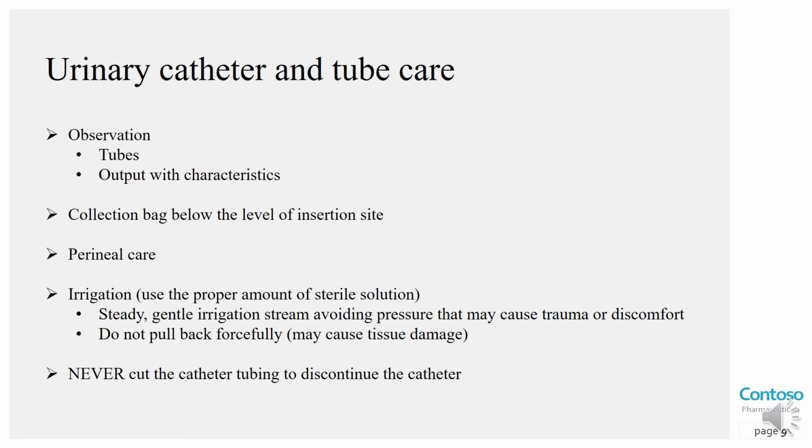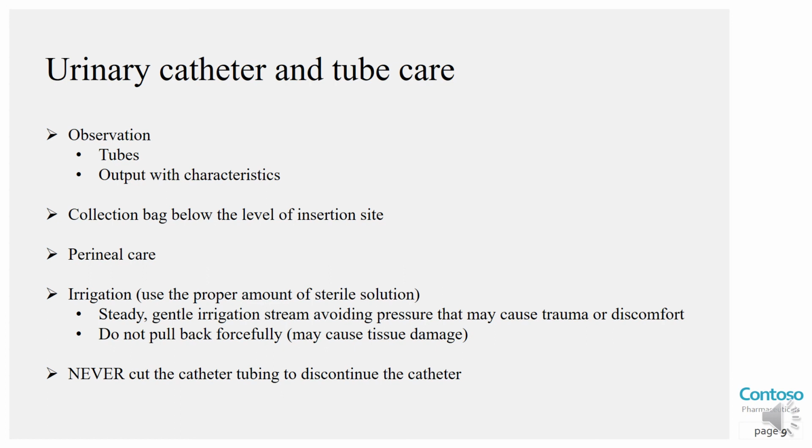We would want to prevent backflow of urine back into the bladder, which would introduce bacteria into the bladder, which then leads to UTIs. Perineal care needs to be performed twice a day. Soap and water are used to wash around the meatus, and then you wash away from that meatus down the length of the tube so that you're not introducing or pushing bacteria up into the urethra itself.